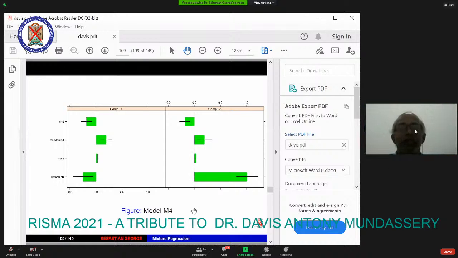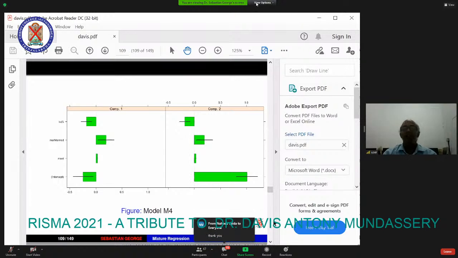Respected Dr. Sebastian, sir, and distinguished faculties, research scholars and students. It is my privilege to express sincere gratitude to Dr. Sebastian George, sir, for delivering a wonderful talk on the topic, mixture regression models with applications. I heard his talk several times, and his presentation style is also marvelous, because starting from a very simple manner, he develops the area in an enthusiastic manner. That is the area of mixture regression models.